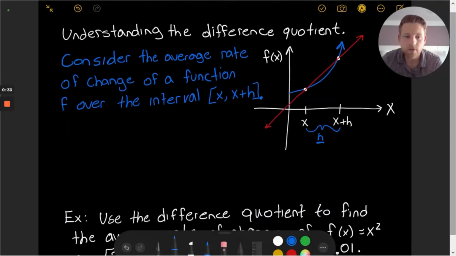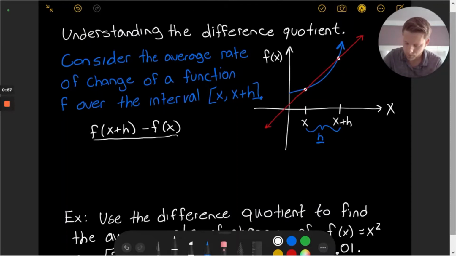And if we consider the average rate of change of the function over this specific interval, I could write that as the following. f of x plus h, that functional value, minus f of x, that would be the rise of the function over that interval, divided by x plus h, subtract x, which would be the run of the function. Notice that the run of this function, that difference there, is just going to be h.